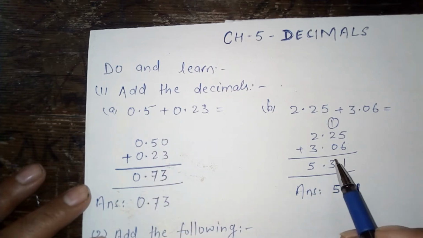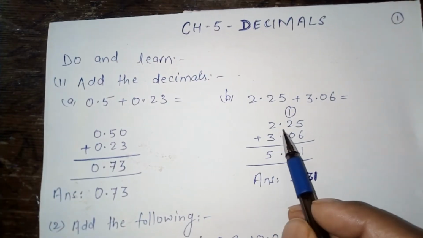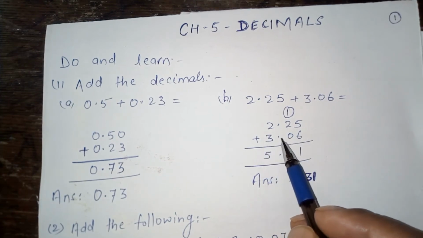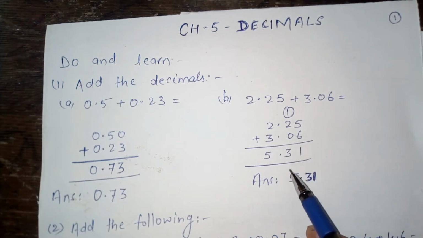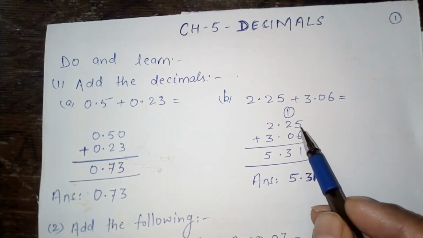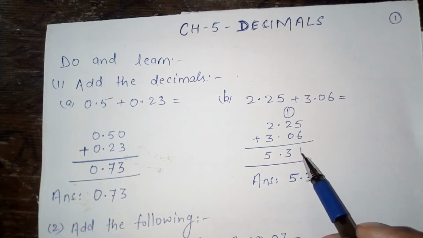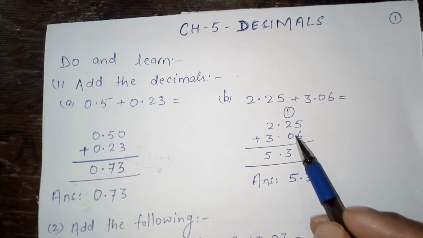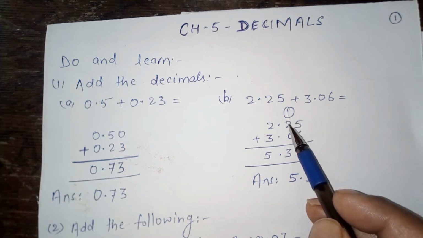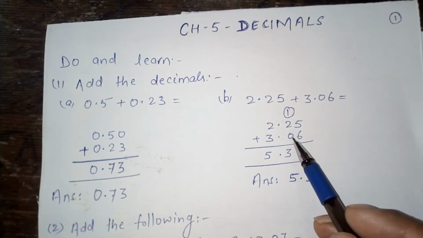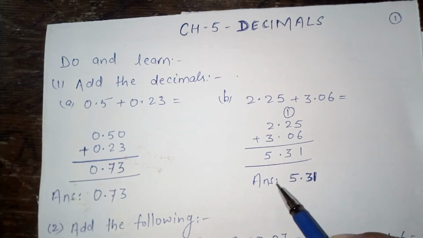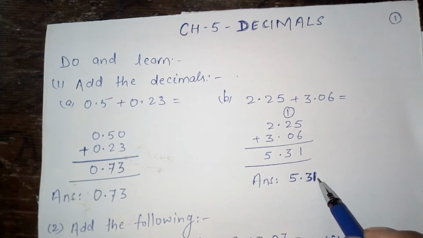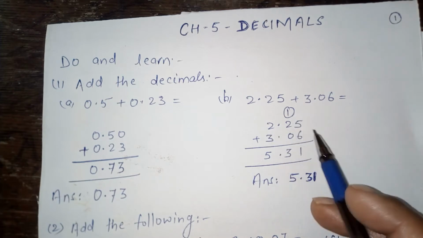Okay, your next question is 2.25 plus 3.06. After adding these two decimal numbers we will get 5 plus 6, it will give you 11. In 11 this is 1 and 1 is carry over. 2 plus 1 is 3, 3 plus 0 gives you 3, 2 plus 3 gives you 5. Answer is 5.31. 5.31 is the required answer of the given question.